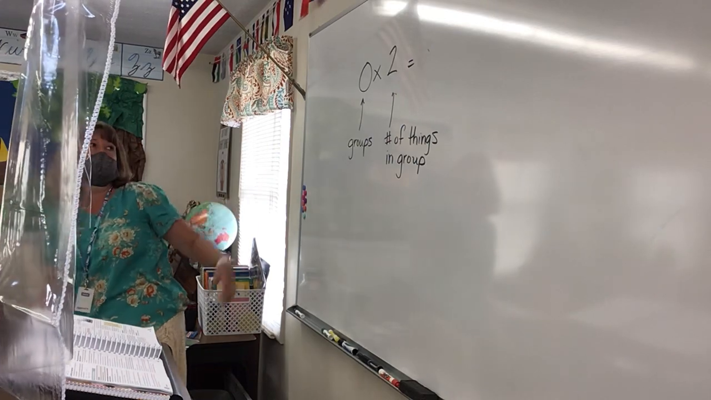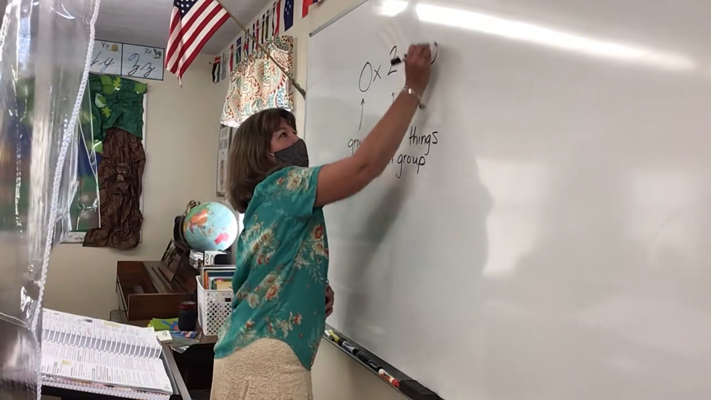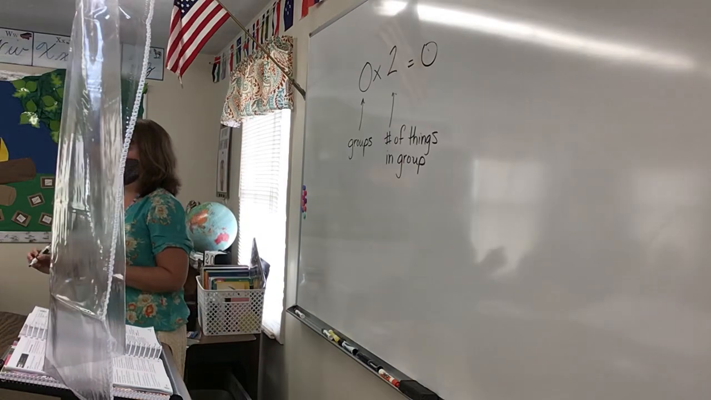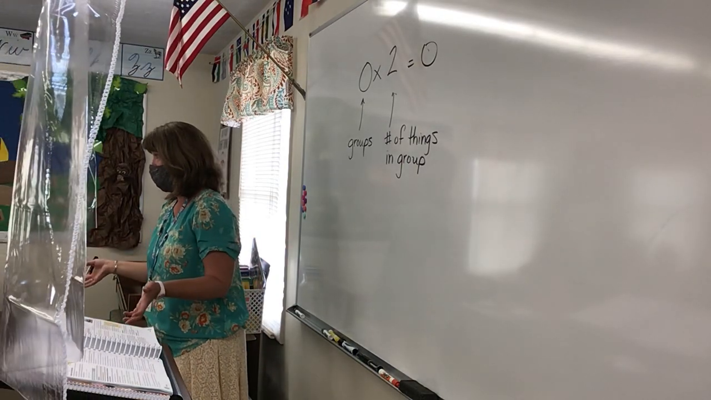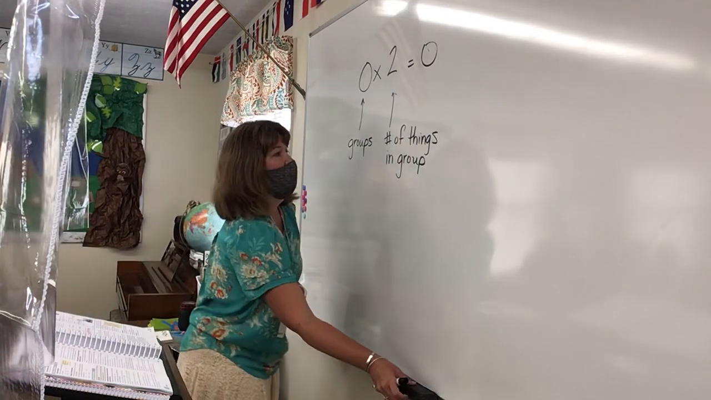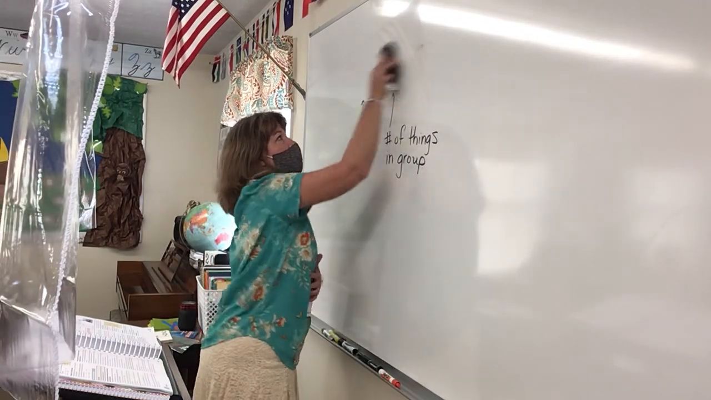Okay? And then you would have, so the answer to a multiplication problem that has a 0 in it is always 0. Okay? So easy peasy, lemon squeezy.